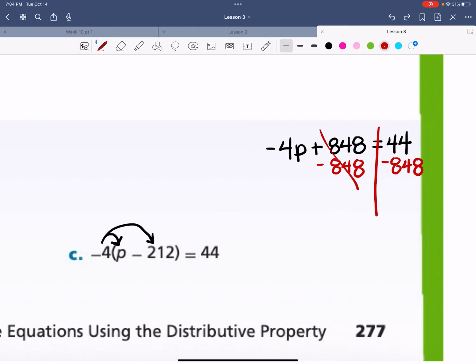-4P equals -848, 204. All right, I have to keep it going because the variable is not by itself. So P is being multiplied by -4, so I have to divide by -4 on both sides. And that would leave me with P equals 201. It's positive because a negative divided by a negative, same signs, is positive.